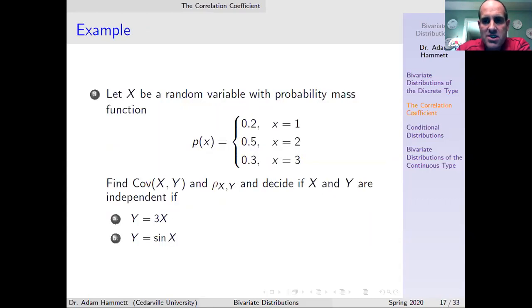We'll come back and do an example using the correlation coefficient next time, and maybe I'll show you a specific example where the expected value of xy is equal to the expected value of x times the expected value of y, and yet the random variables are clearly dependent. Okay, so that would be a helpful example. I'll do that next time. But that's all I have for now.